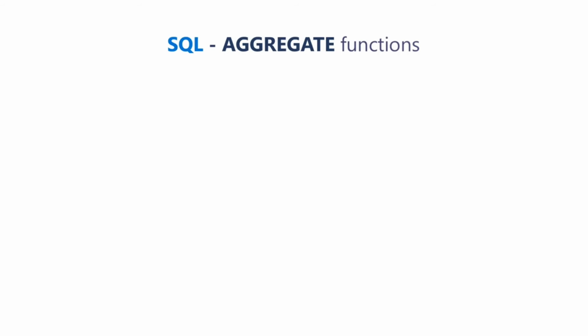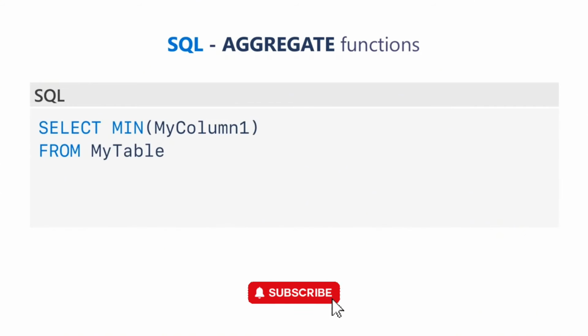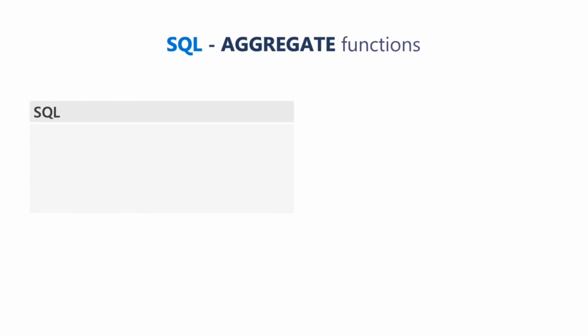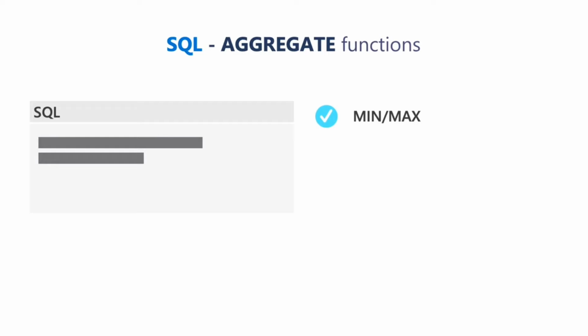SQL also provides aggregate functions to perform computation and aggregation operations. An aggregate function calculates a single result across a set of rows or an entire table. This example uses the min function to find the minimum value in the myColumn1 column across all rows in the myTable table.